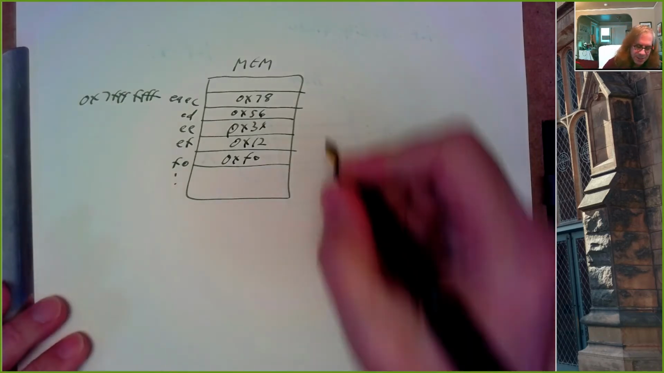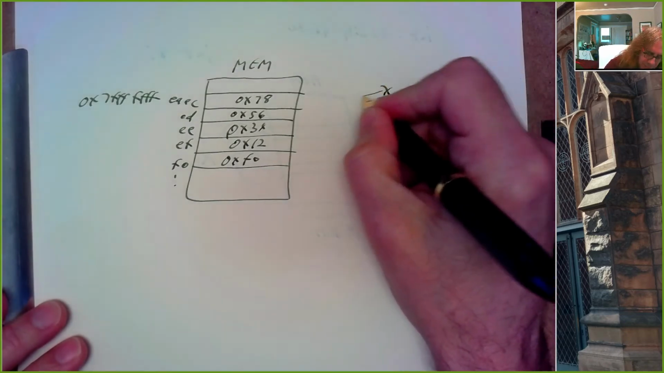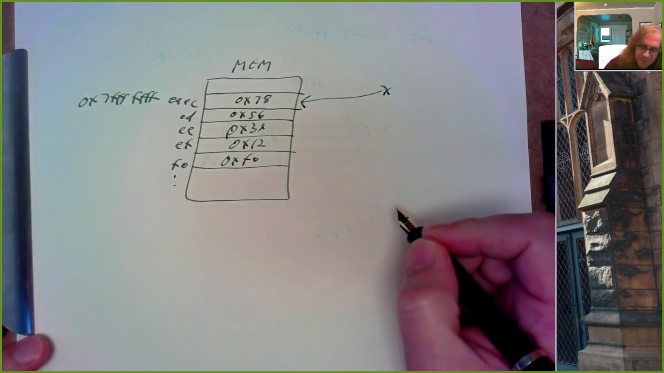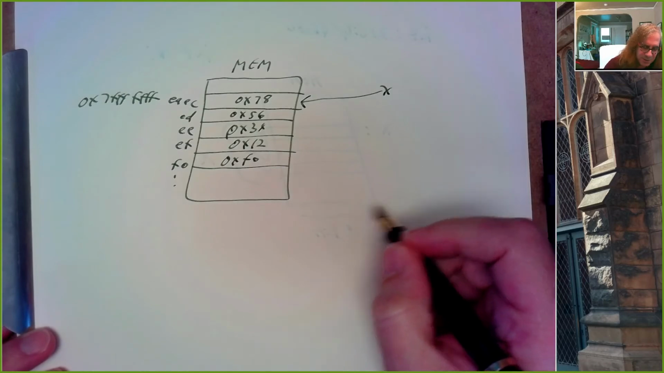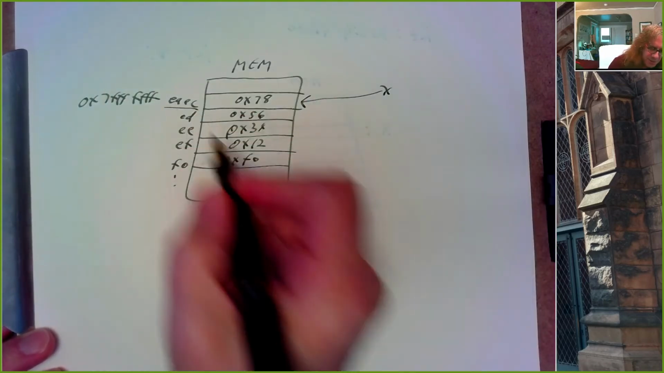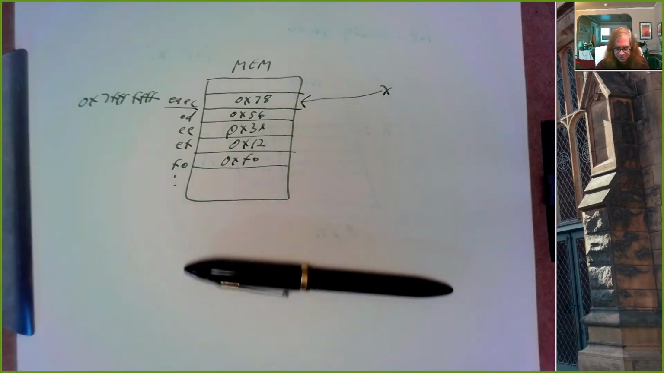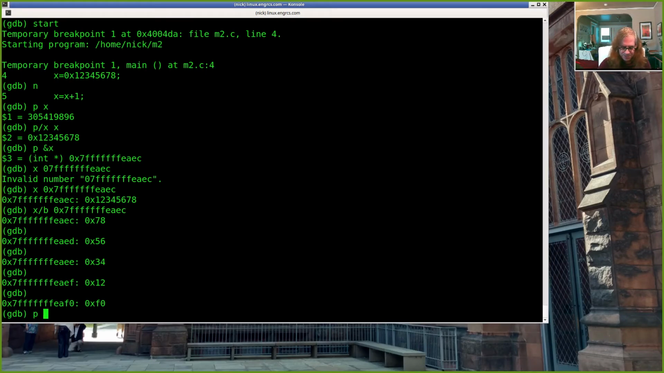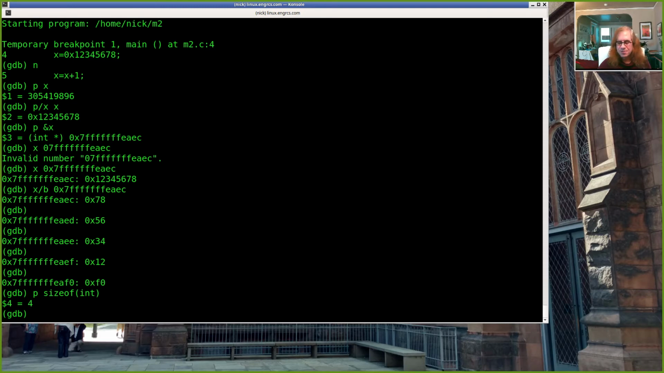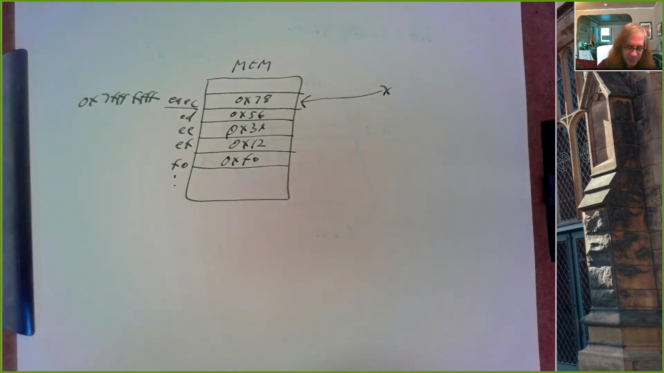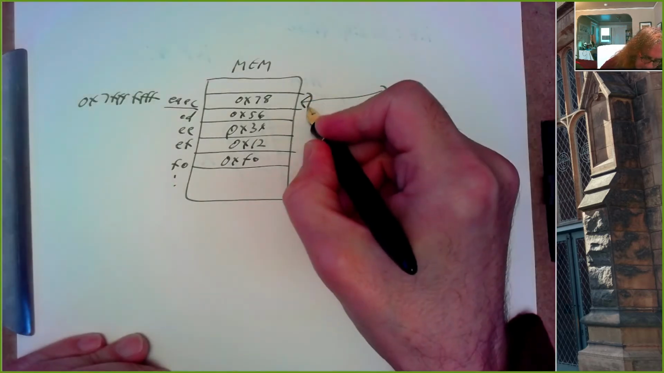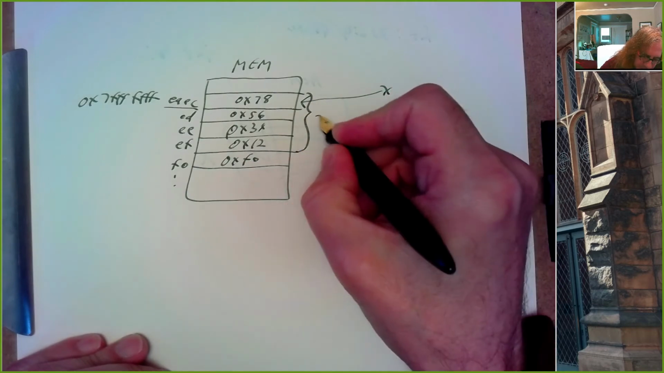And we know that x is stored here, because that's what the address of x returns, this EAEC. But we need to know that x is an integer, and that on this system, integers are 4 bytes. Well, how do we know that integers are 4 bytes? Print sizeof int tells me 4. So x occupies these 4 locations in memory.